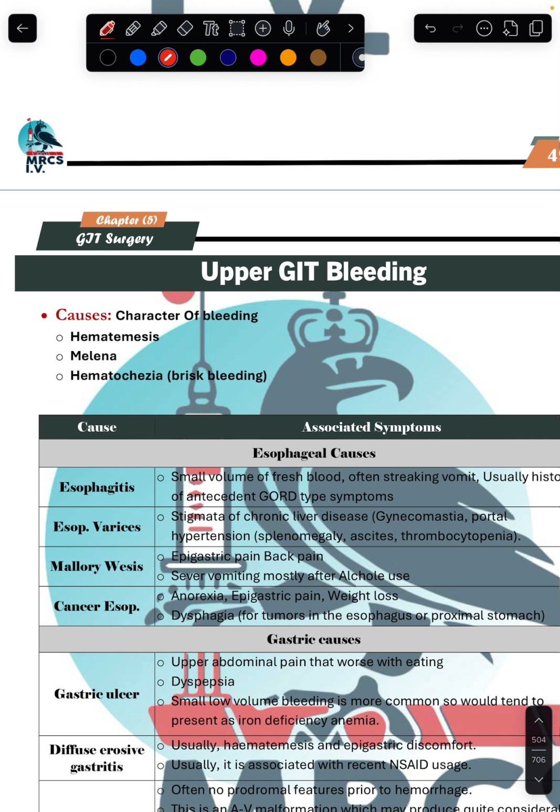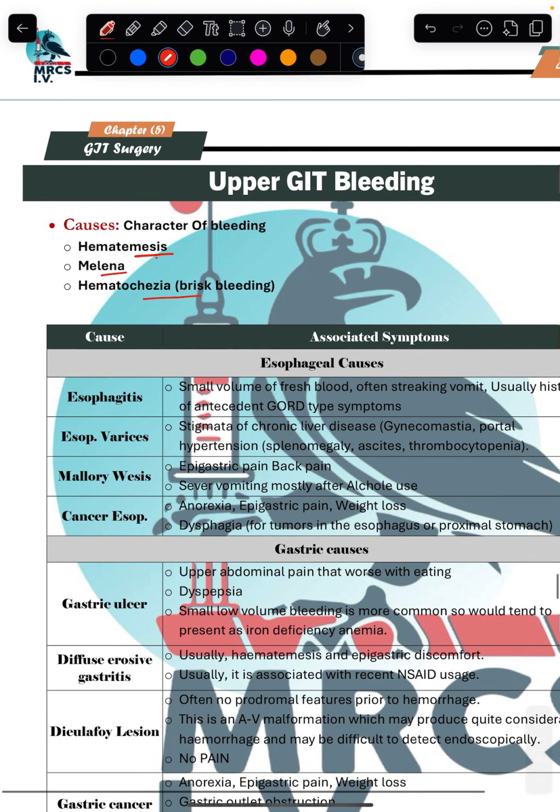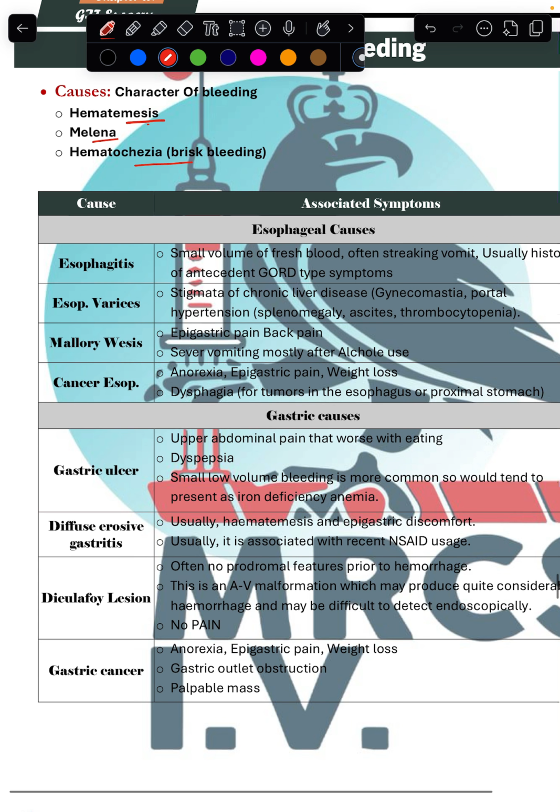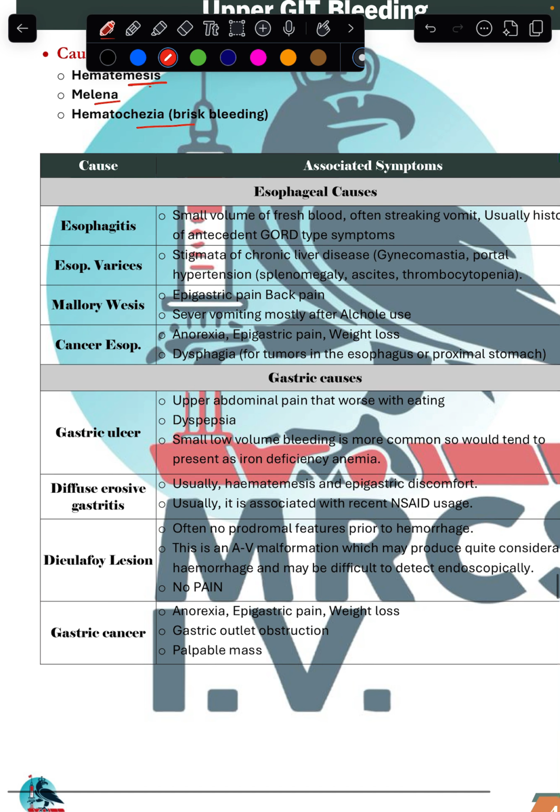So coming to upper GI bleeding, what are the causes which may cause upper GI bleeding? Characteristic of bleeding is hematemesis. In upper GI bleeding, the person gets hematemesis, melena, hematochezia, brisk bleeding. This upper GI bleeding may lead to melena as well as hematochezia. So what are the common causes?